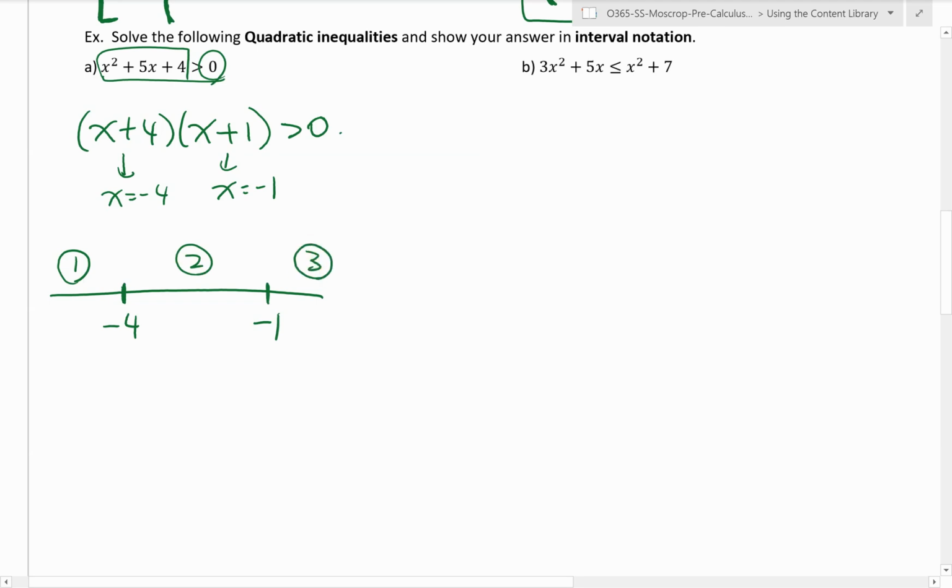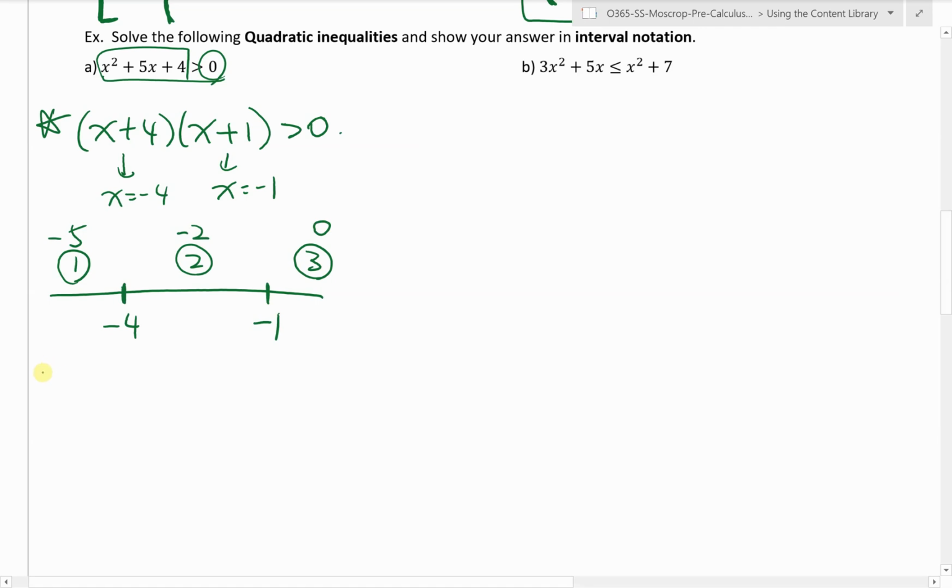I need to plug in some numbers within those regions into this inequality, and then see if it makes sense or not. For region 1, I need to pick a number less than negative 4, so I'm just going to pick negative 5. For region 2, I need to pick a value between negative 4 and negative 1. I'm just going to pick negative 2, it doesn't really matter, any numbers. For region 3, I need to pick a number that's bigger than negative 1. 0 is always nice to use.